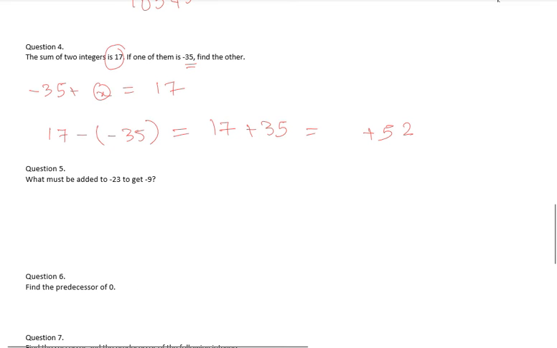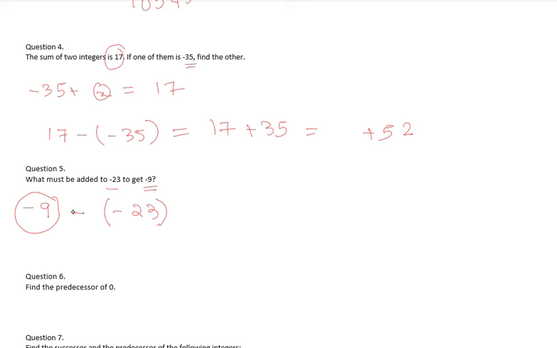The next question is: what must be added to minus 23 to get minus 9? So the addition answer is minus 9. So the answer should be the sum minus the first number. This is the second number. So what must be added?